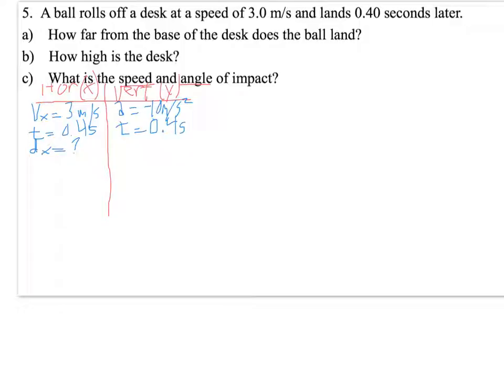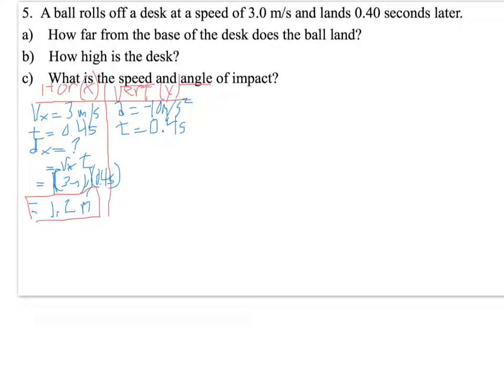But we do know that dx is equal to velocity times time. So Vx times t. We can substitute in right there, and we know that our Vx was, that should be a parentheses, 3 meters per second times 0.4 seconds, and that ends up being 1.2 meters. So that's the answer to the first question. How far away does it land?